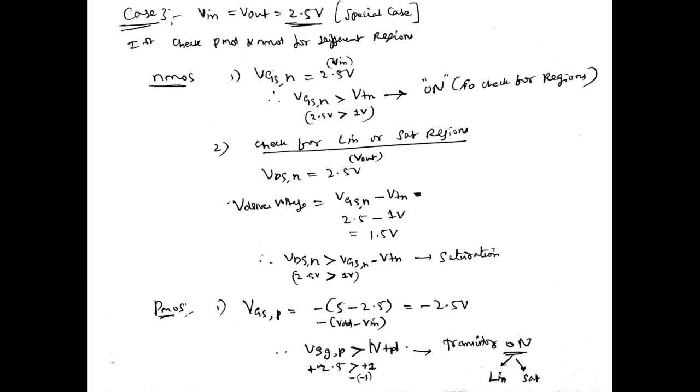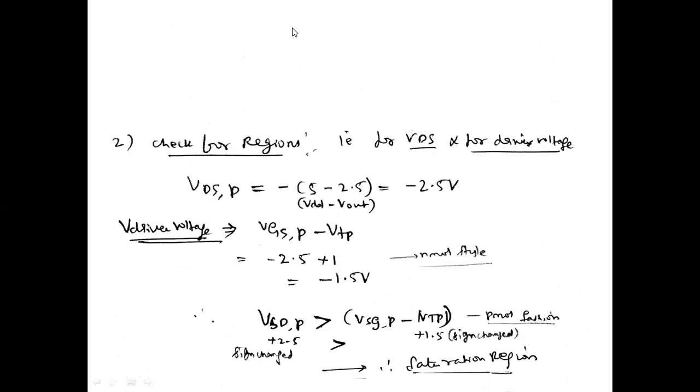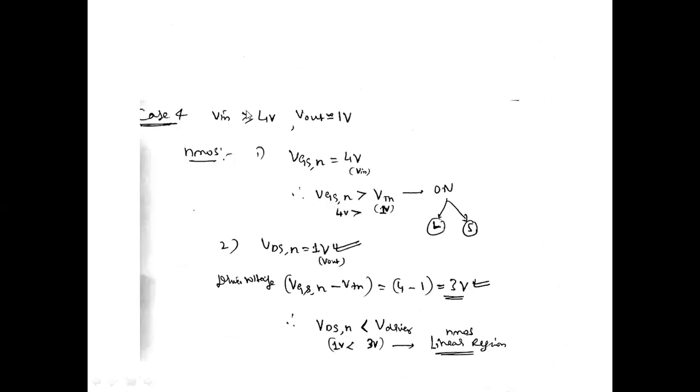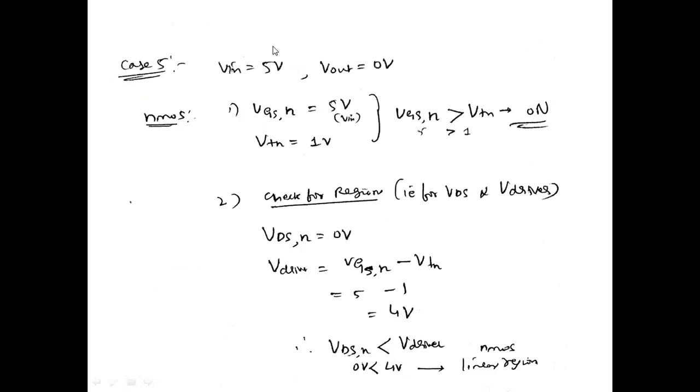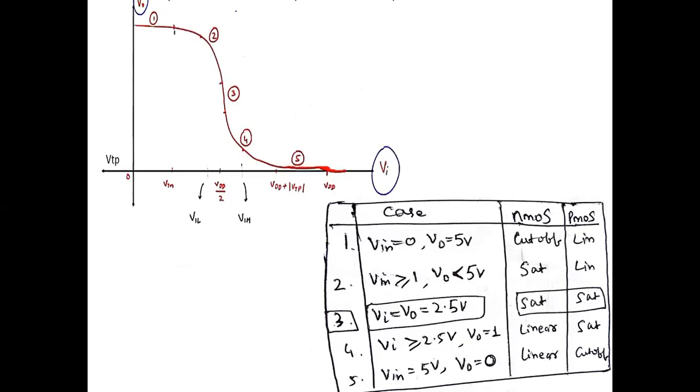The same steps have been applied here for the third case as well, where case 3 is Vin equal to 2.5 volts. Okay, and the fourth case is Vin greater than or equal to 4 volts, and case 5 is Vin equal to 5 volts. Okay, so by checking all the devices in various regions and the respective voltage values, we will have this particular table.